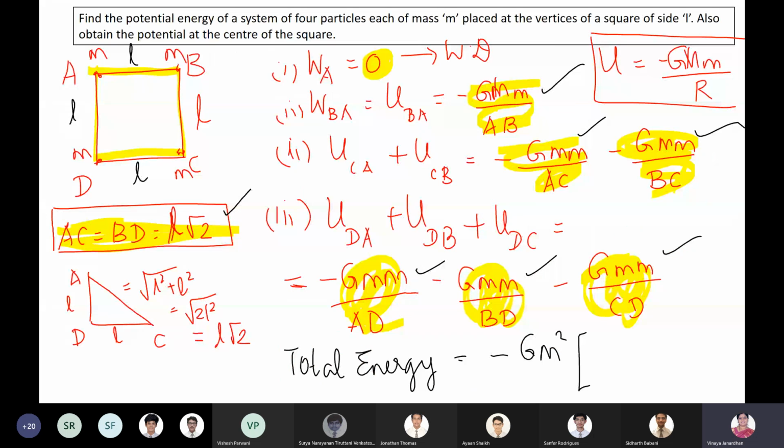Now find the potential energy of a system of 4 particles, each of mass m, placed at the vertices of a square of side L. Also obtain the potential at the center of the square. It's an NCERT text numerical, boys. Now just copy down, because you will not understand what I have written on the board. A system of particles. Yes, system of particles.